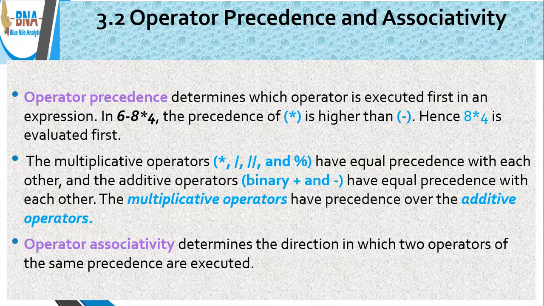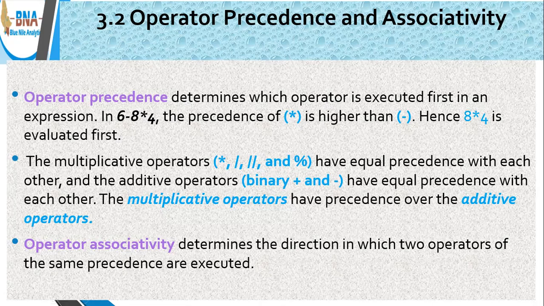Operator precedence determines which operator is executed first in an expression. In 6 minus 8 times 4, the precedence of multiplication is higher than subtraction. Hence, 8 times 4 is evaluated first. So if you have 6 minus 8 times 4, the compiler will do the multiplication first, and then it will do the subtraction next.